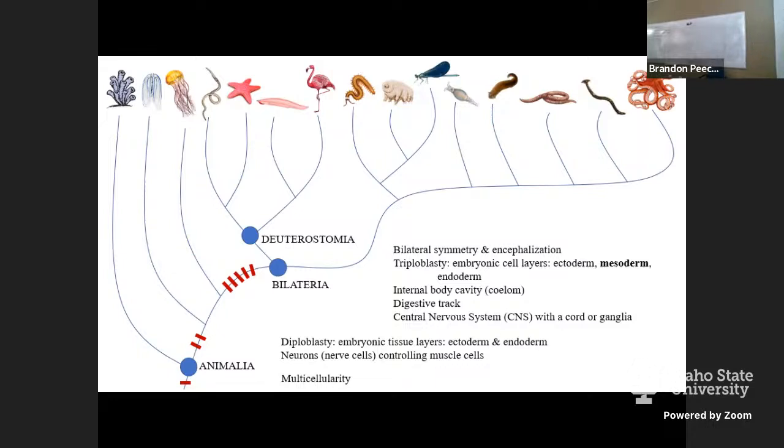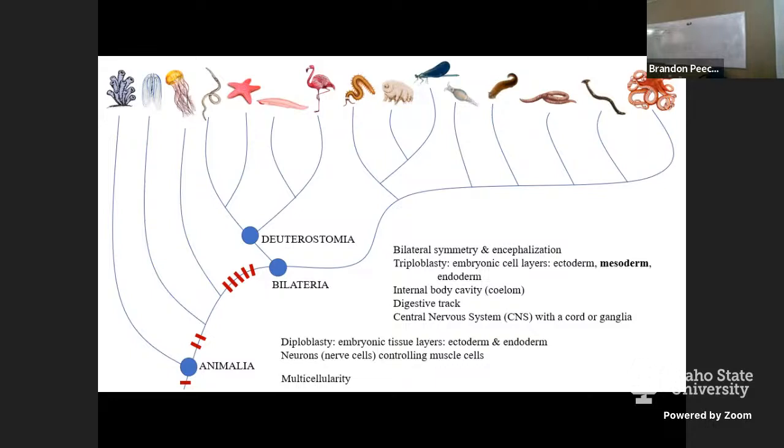The features I care that you know about for bilaterians are, this one shouldn't be too hard, they are bilaterally symmetrical. If you cut them in half like this, there's mirror images on each side, or at least usually. And then part of being bilateral is this long word here, encephalization. It means you have a head. All your sensory organs are oriented on the front part of your body, and therefore you have a front and a back and two sides. You're bilaterally symmetrical, eyes, nose.